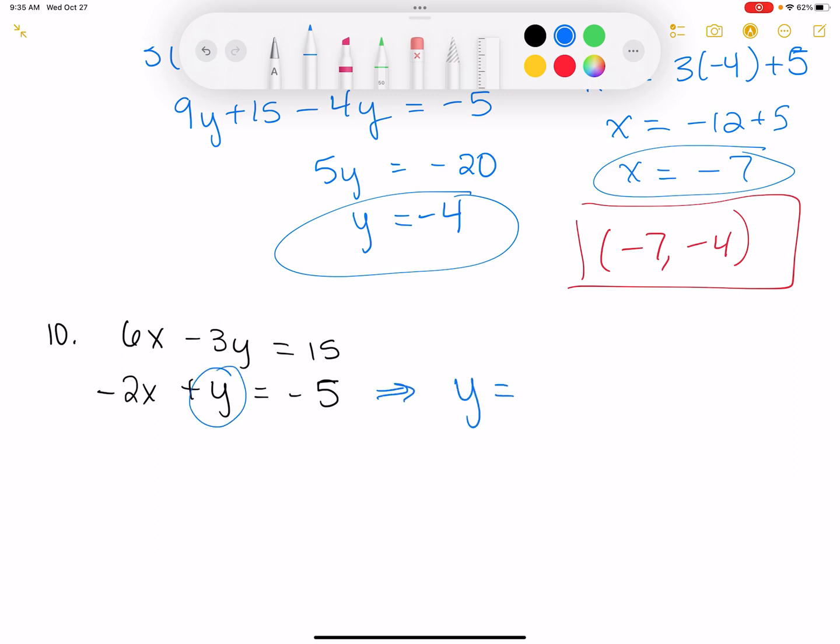So y is equal to 2x minus 5. And as we're going through, do we need to circle, or are you just doing it for us? I'm just doing it for you. No, you don't have to circle. I just do it to show you in the first couple problems.